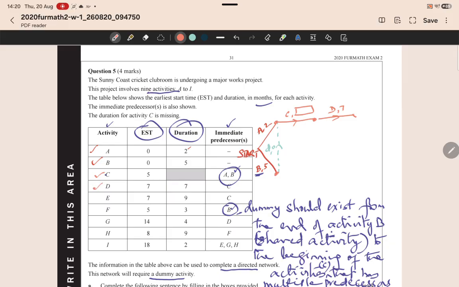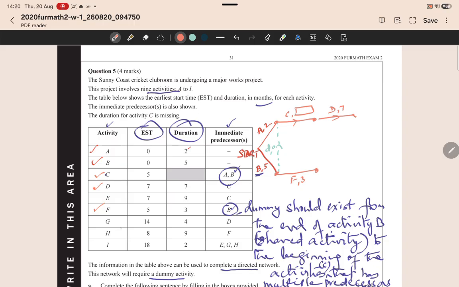So that's done. E takes off from C. Now E taking off from C, but we can also see that E also joins here. So E takes off from C and so does D. And then E also is the predecessor for I. So I'll leave E for the time being and go to F. F takes off from B. So F takes off from B and the duration is 3.